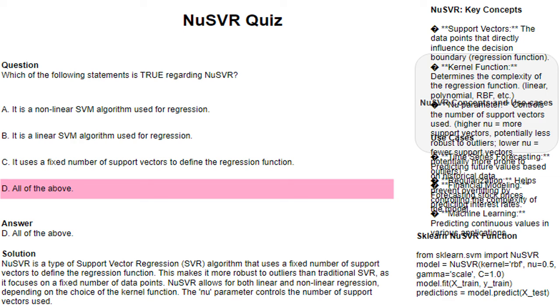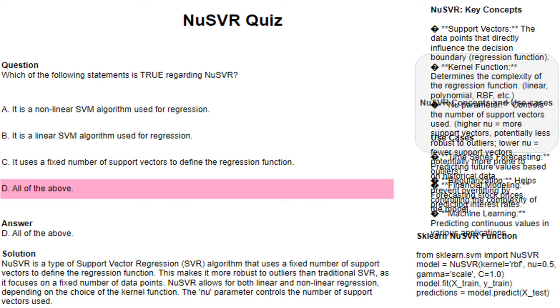The code snippet illustrates how to implement NuSVR in Python using the scikit-learn library. From sklearn.svm import NuSVR. This line imports the NuSVR model from the scikit-learn library. model = NuSVR(kernel='rbf', nu=0.5, gamma='scale', C=1.0). This line creates an instance of the NuSVR model, specifying the desired parameters.